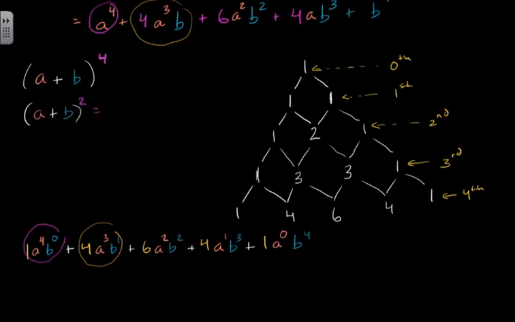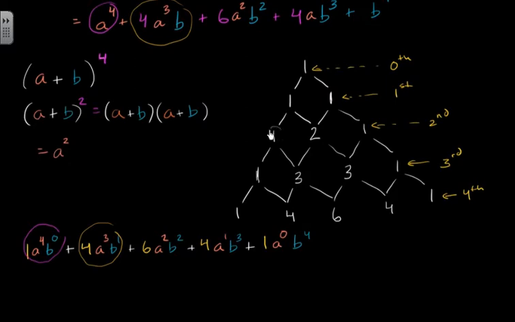We've already seen it, this is going to be a plus b times a plus b. So let me just write that down. A plus b times a plus b. We're going to add these together. And then when you multiply it, this is going to be equal to a times a. So you get a squared. And that's the only way to get an a squared term.